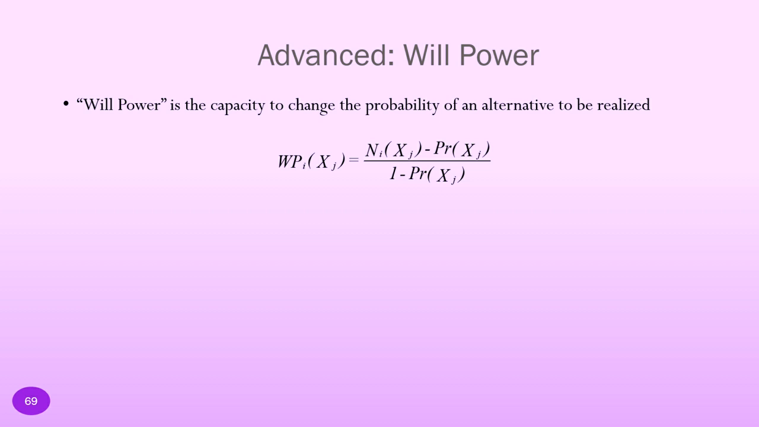So the willpower will be the nomicity associated with the will and the experience minus the natural probability of that event occurring, divided by 1 minus the probability. So 1 minus probability represents the potential to change the probability, right, from the natural outcome. And the numerator represents how much you actually do change it. So the willpower is telling us the fraction of the available probability to change that you actually do change.